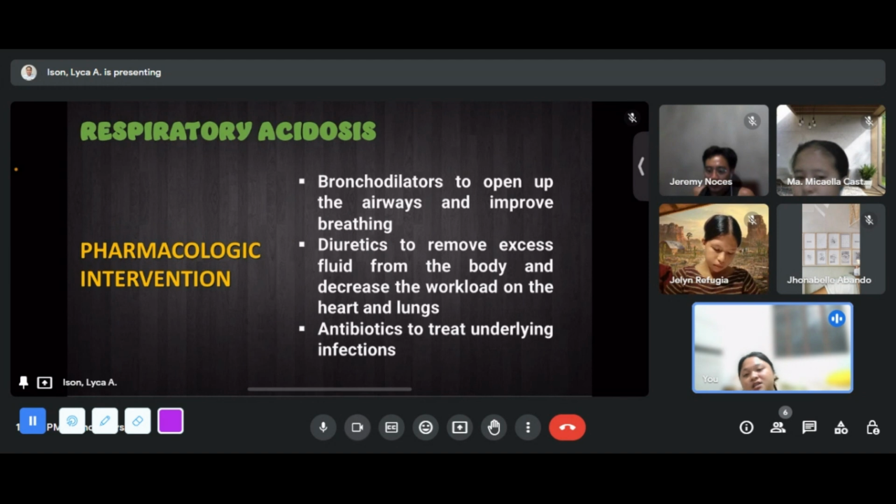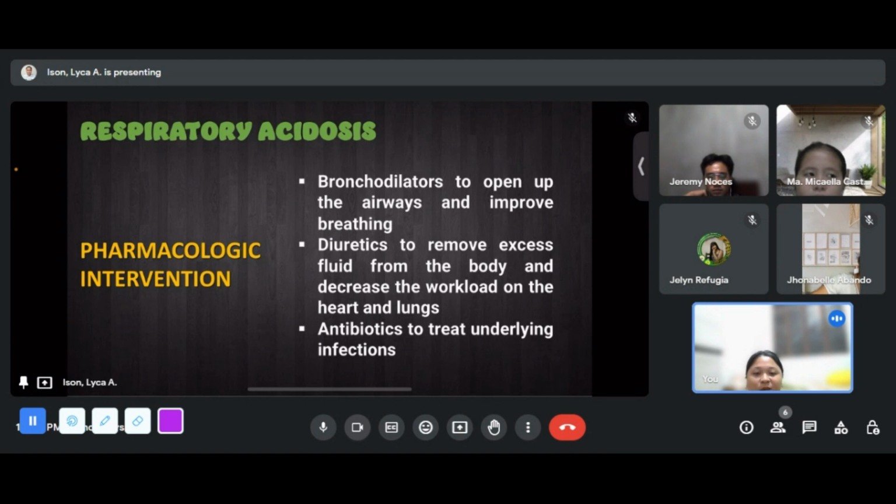So the pharmacologic interventions naman dito is bronchodilators to open up the airways and improve breathing. Diuretics, also to remove excess fluid from the body and decrease the workload of the heart and lungs. So last is the antibiotics to treat underlying infections.